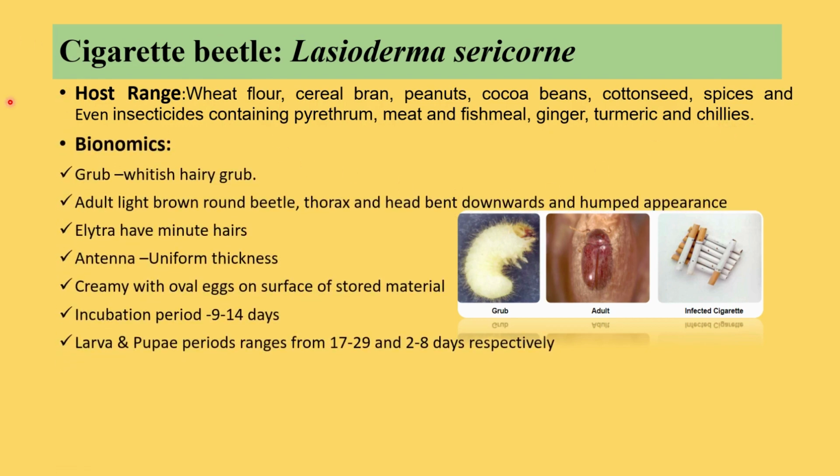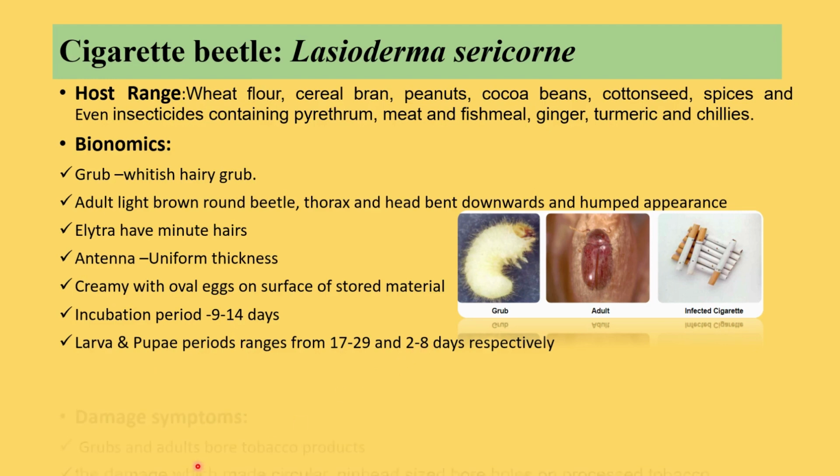Coming to the biodynamics, the grub is whitish in color, and the adult is brown, with the thorax and head bent downward so that it has a humped appearance. Serrate antennae are present in the cigarette beetle, and the elytra are striated. The eggs are creamy and oval, laid on the surface of the stored material. The incubation period is 9 to 14 days, the larval period lasts 17 to 29 days, and the pupal period ranges from 2 to 8 days.